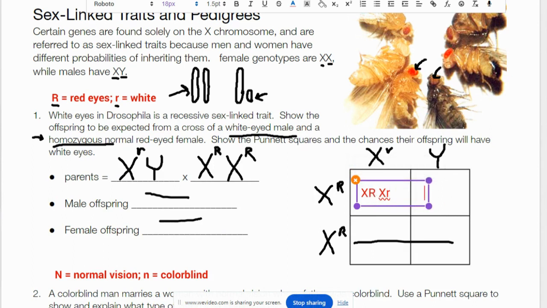And then this is a male fly. X big R from mom, Y nothing from dad. So there you go. That one's done.